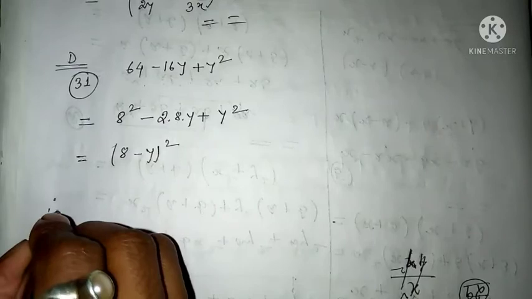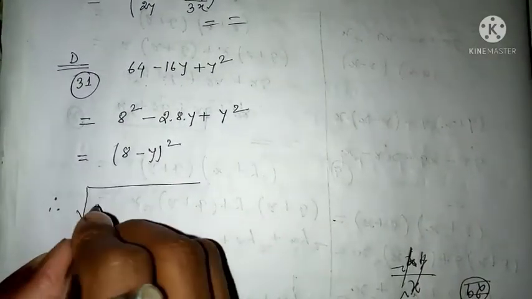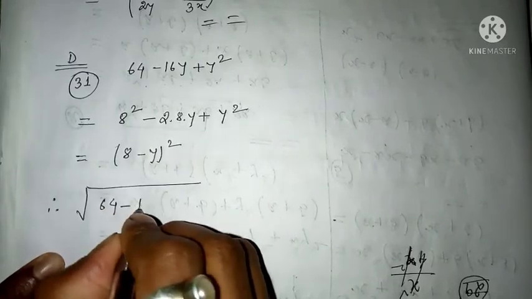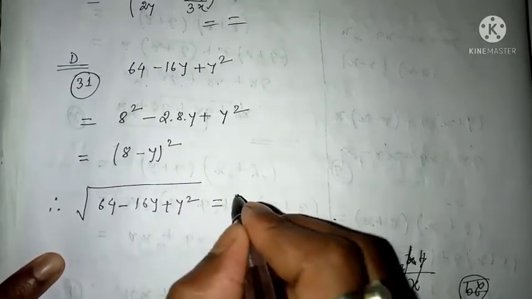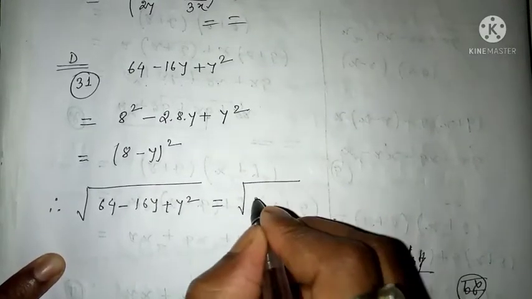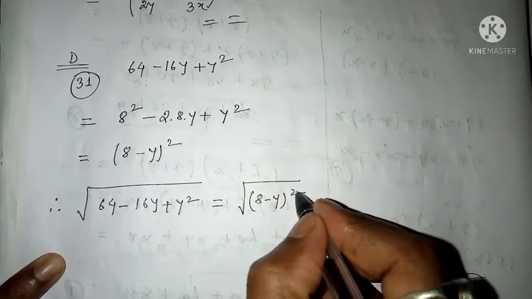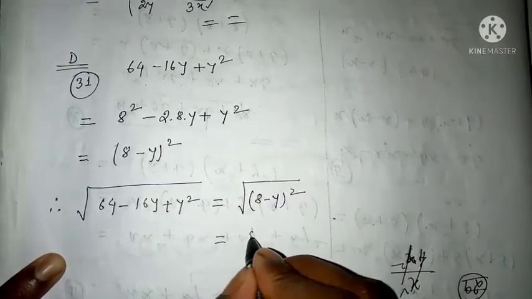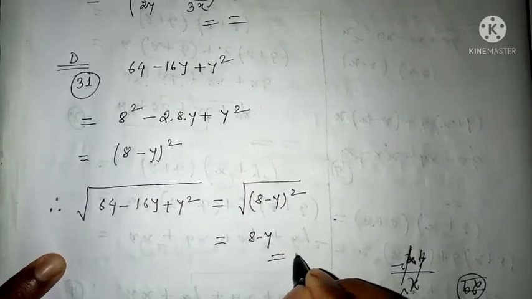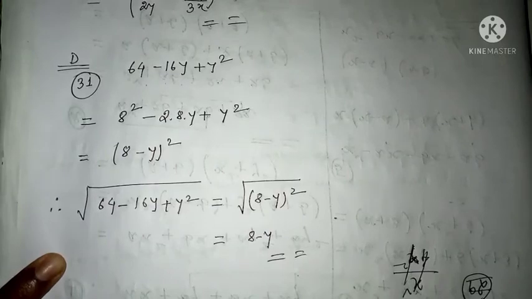Therefore we are asked to find the square root. That means you write all this, 64 minus 16y plus y square, equal to the square root of (8 minus y) whole square. Now this square root cancels the square, then what I will have here is 8 minus y. So the square root of this is 8 minus y only. So this is how we need to solve.